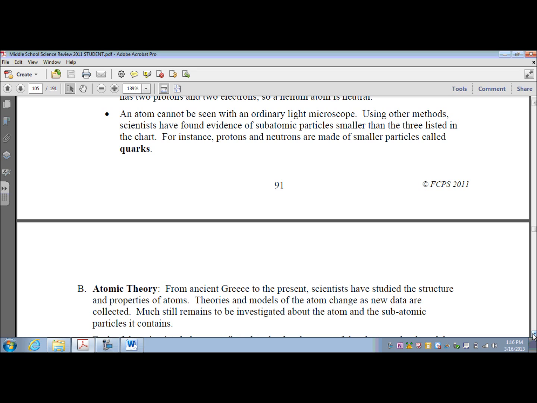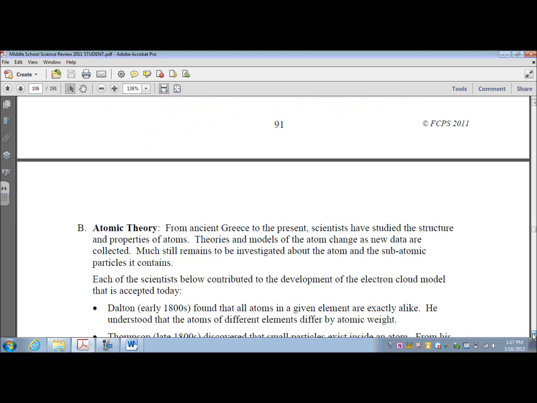An atom cannot be seen with an ordinary light microscope. Using other methods, scientists have found evidence of subatomic particles smaller than the three listed in this chart. For instance, protons and neutrons are made of smaller particles called quarks. Section B, Atomic Theory.